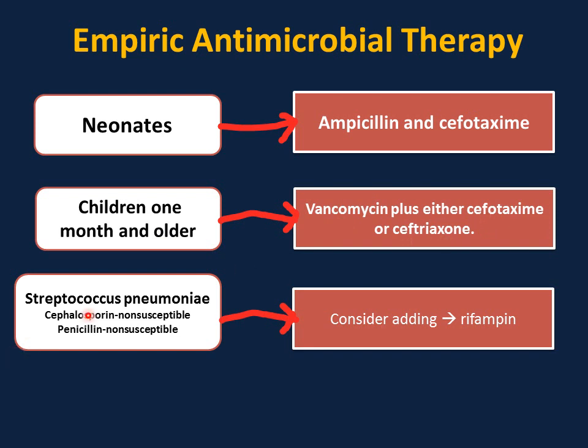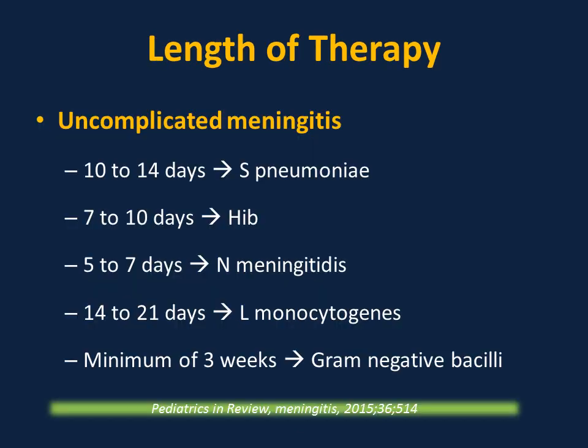If you suspect resistant Streptococcus pneumoniae, cephalosporin non-susceptible, penicillin non-susceptible, consider adding rifampin to vancomycin plus either cefotaxime or ceftriaxone. If the CSF profile is unremarkable and all cultures are negative, you can safely stop the antibiotics. If the CSF culture is positive, you have to continue the antibiotics for a certain time, and we'll know that in the next slide. Very important to decide about length of therapy.